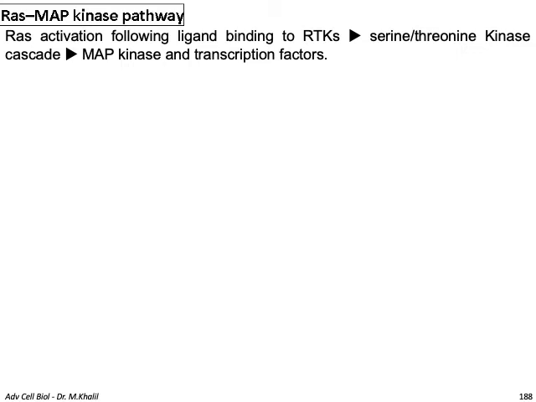Now we'll dissect more of the Ras-MAP kinase pathway and see how the signal is transferred from the cell membrane to reach gene expression. RAS activation following ligand binding to RTK induces a serine-threonine kinase cascade of reactions, which involves a lot of kinases, leading ultimately to the phosphorylation of the MAP kinase and the transcription factors, which are recruited into the nucleus.